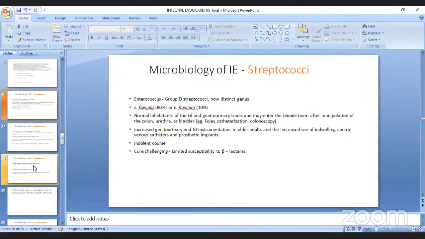Again, one more thing about streptococci, there is one more thing, that is E. faecalis and E. faecium, the Enterococcus.